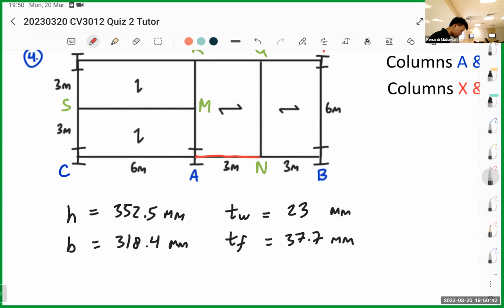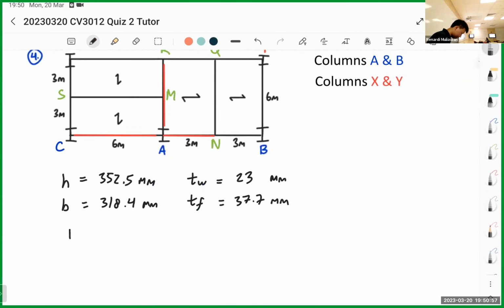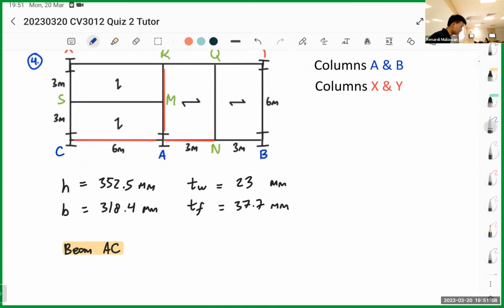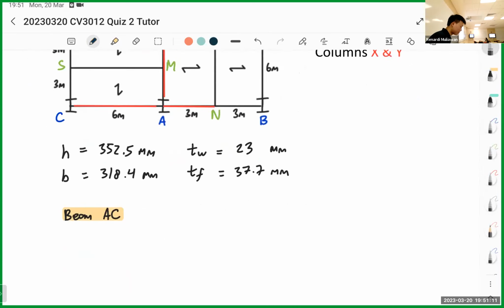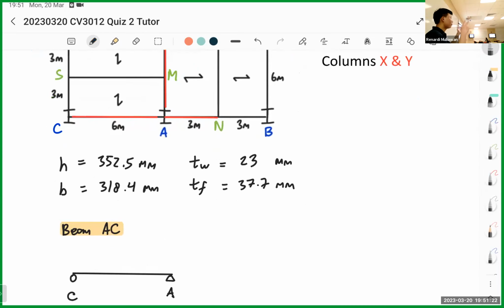We have beam AN, we have beam AC, and we have beam AR. Okay, let's start with beam AC. Beam AC. So for beam AC, where does it get its loading from? So this is AC. This is A. This is C. So again, you check for point load and check for UDL.